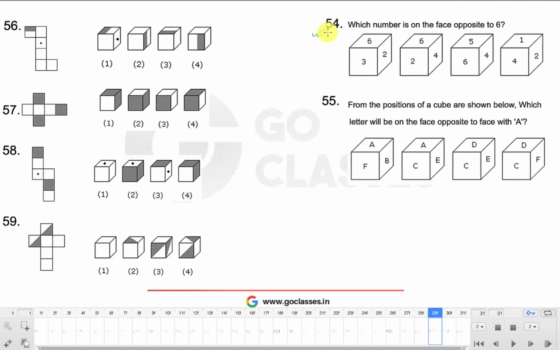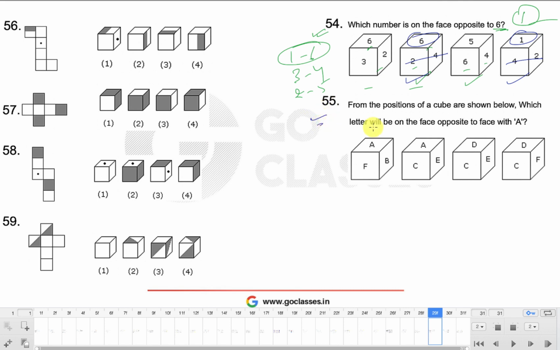Question number 54. Which number is on the face opposite to 6? From this, 6 and 2 both are common. So 3 is opposite to 4. And from this and this, 6 and 4 are common. So 2 is opposite to 5. So what is remaining? 1 and 6. So 1 is opposite to 6. 1 is the answer. Or you can also tell the answer directly with this and this. 2 and 4 will be cancelled out, and 1 and 6 will be opposite to each other.